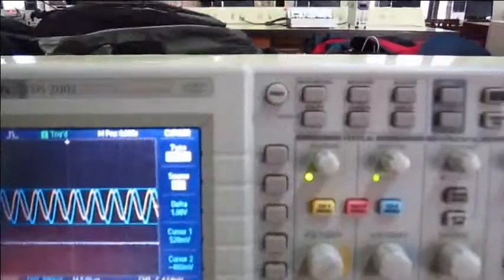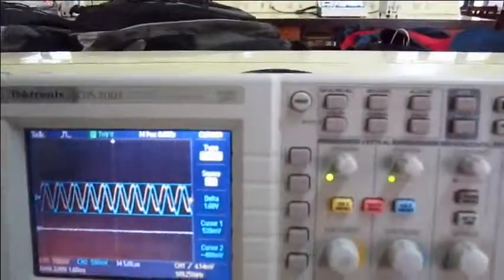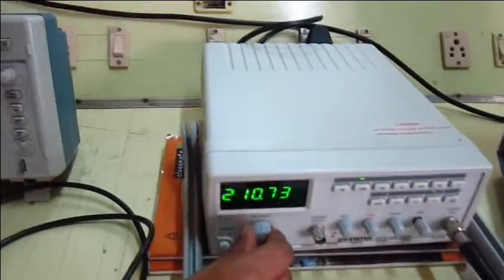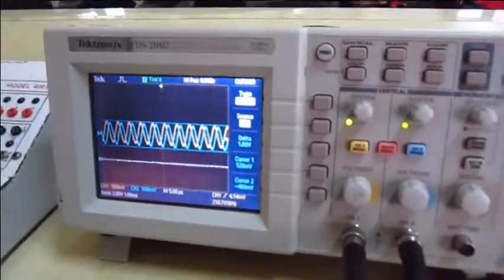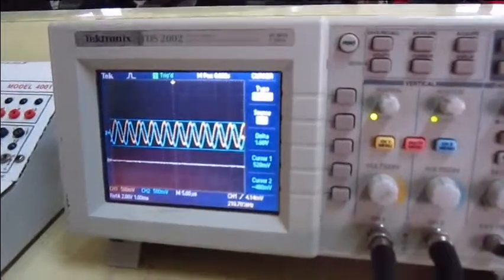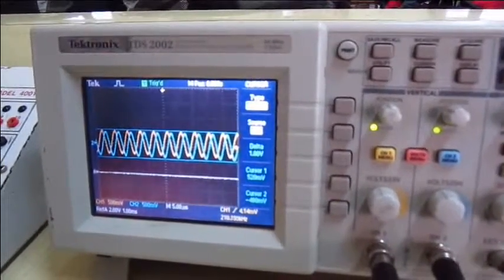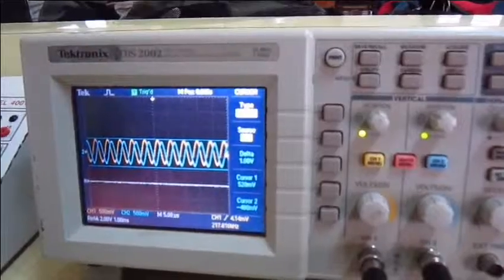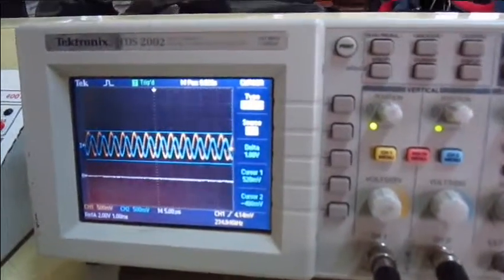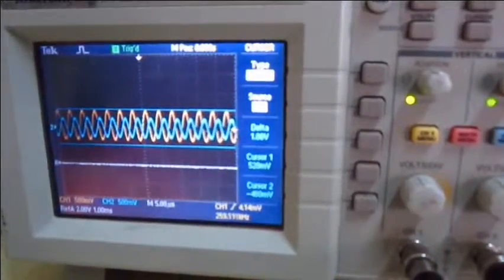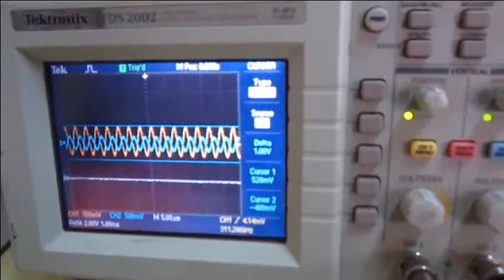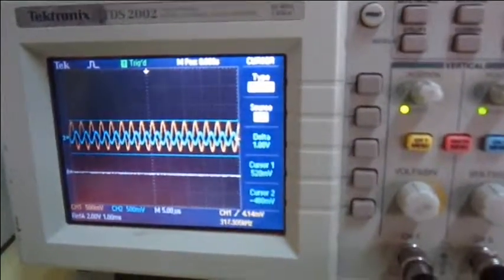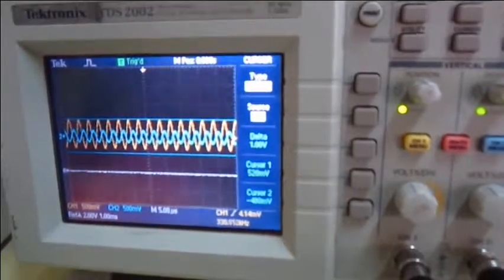And as I increase to 180 kilohertz, 160, and around 200 kilohertz, 210, you can see that the output voltage has now come down sharply and has become lesser than the input voltage. And if I increase further, there is a very sharp decrease. Correspondingly, the phase between the two waves has also become greater.